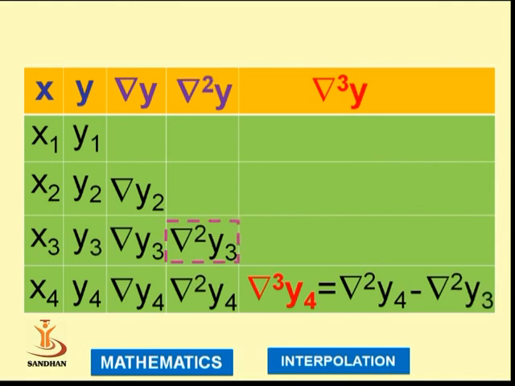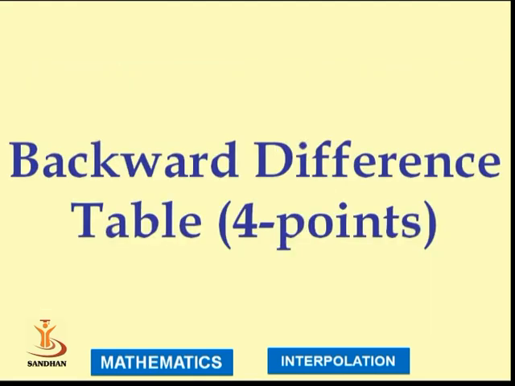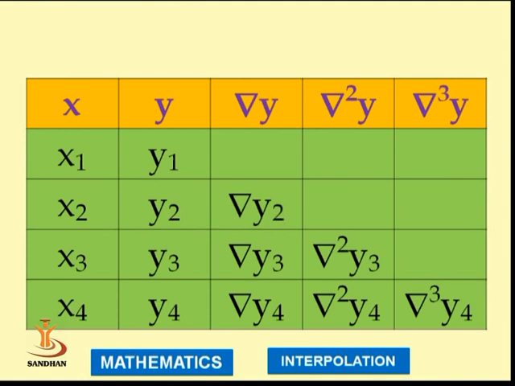For third order, it is the difference of the second order differences. Now since this is a table of 4 points, the number of terms we have for the third order backward difference is equal to 4 minus 3, equal to 1, and therefore we will have only one term for the third order backward difference. So this is how the table is depicted. Let us have a look at the backward difference table for 4 points. This is how it would look.